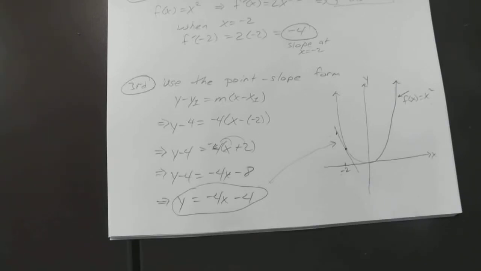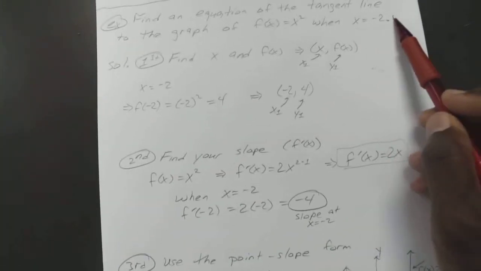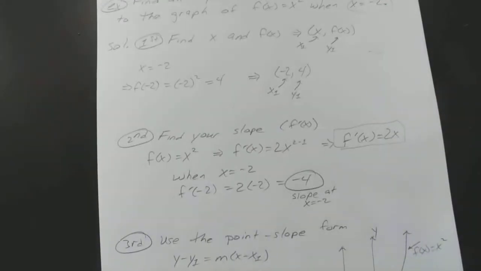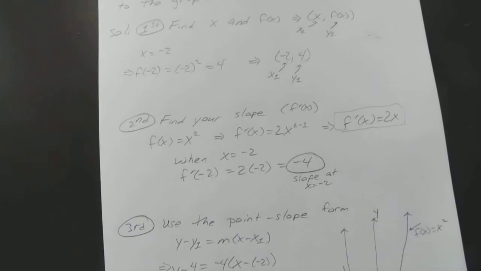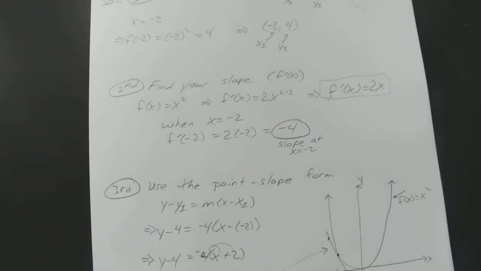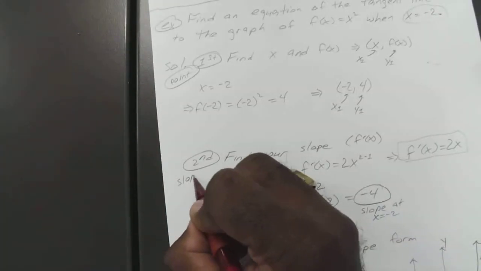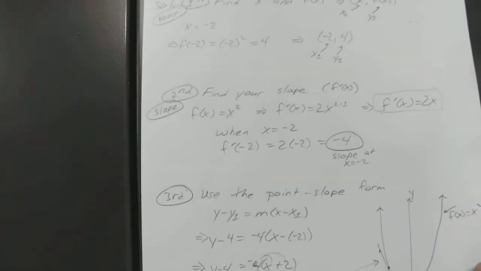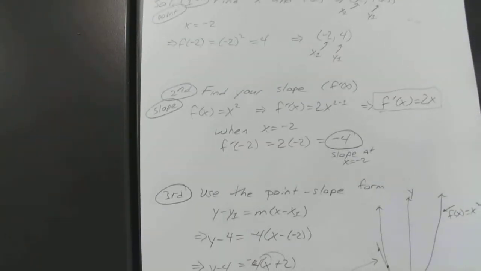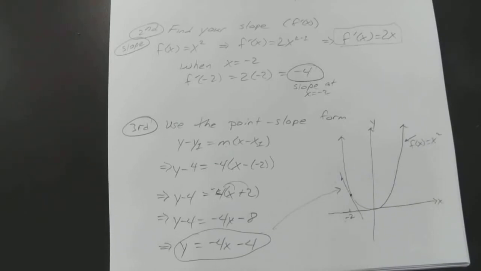Oh, you mean for your point slope form? Yeah, you always have at least one point. That's why when they gave you x equals negative 2, you could find your y by plugging it in. So now you have your x1 and y1, and the only thing missing was your slope, which was the second step. So the first step was your point, the second step was your slope, and the third step was plugging them both into the point slope form. All right. Any questions on that one?